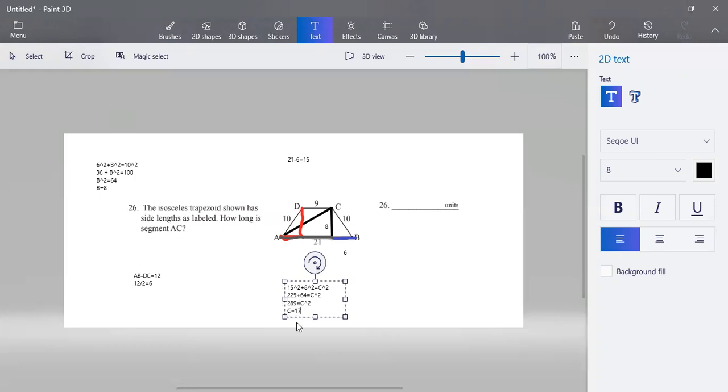Since we now know that our C value is 17, we know that the length of AC is going to be 17 units. And I'll just put that right there. Yep, that works. All right.